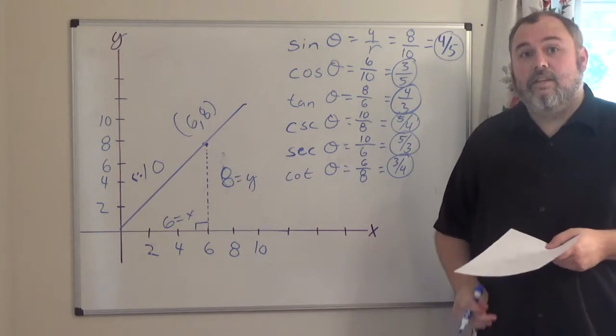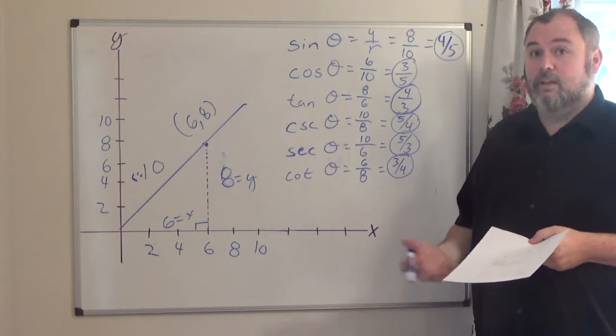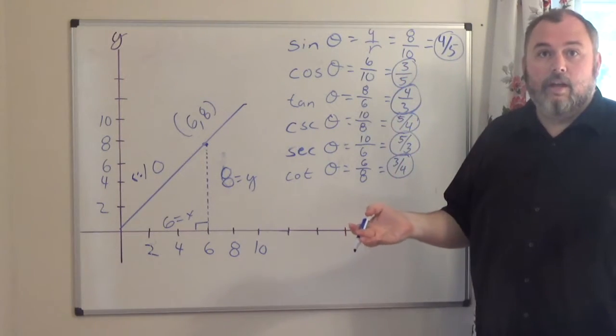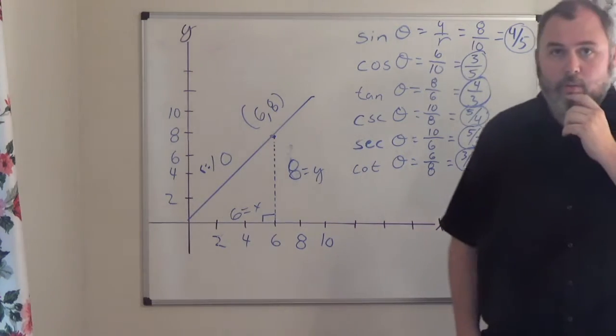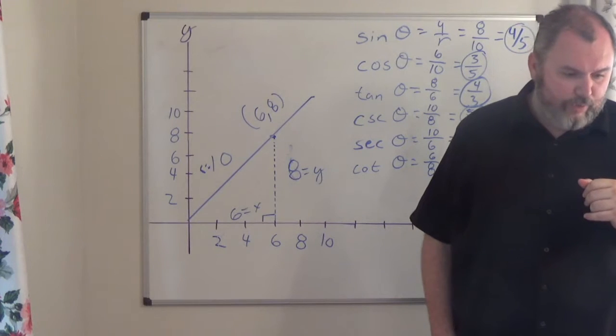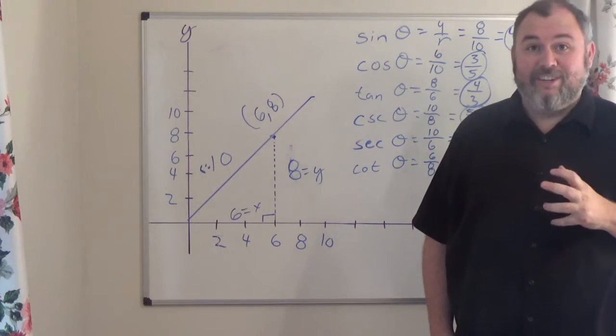Alright, it's just that easy. Once you know your x, your y, and your r values, you just basically plug it in. You know sine happens to be y over r, plug in the numbers, simplify, and you're done. Okay? So what I want you to do now is try the next problem on your own. It's asking you to go through the point 24 and 10.